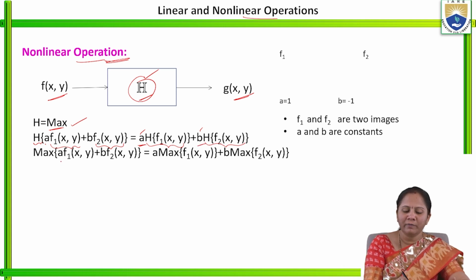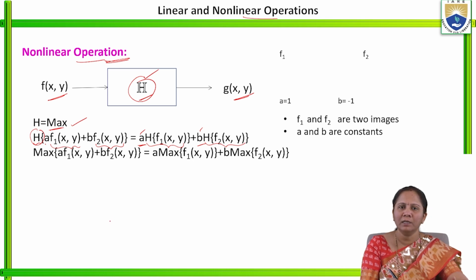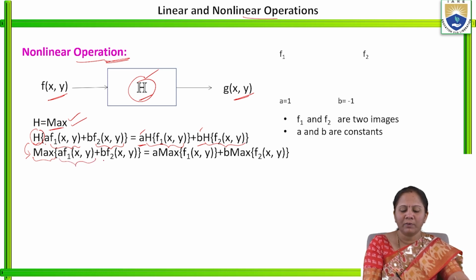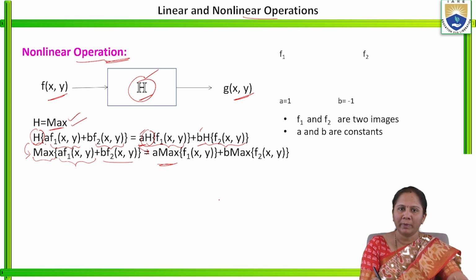So how will it be modified? As the operator h that we have considered is the maximum operator, we can write this as max of a into f1 of x comma y plus b into f2 of x comma y is equal to, here h is replaced with the maximum operator as h is equal to max, a into max f1 of x comma y plus b into max f2 of x comma y.